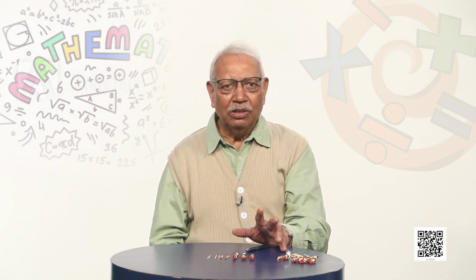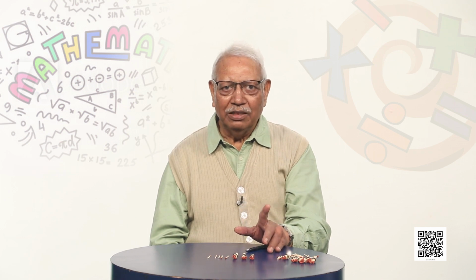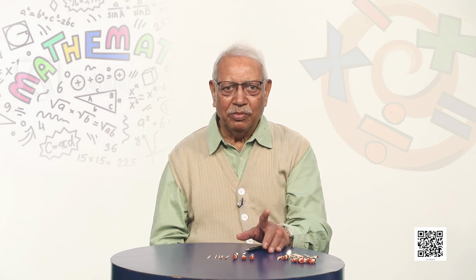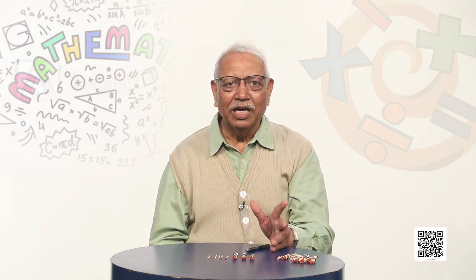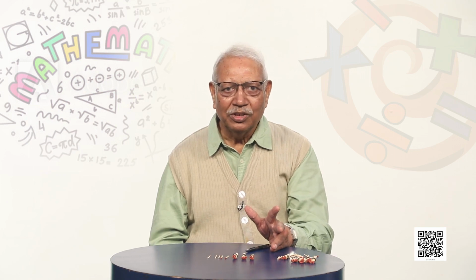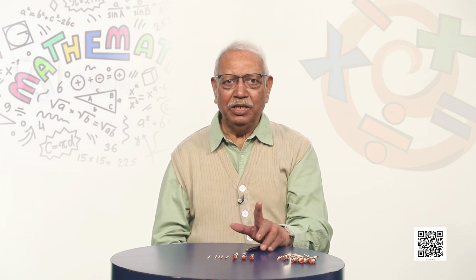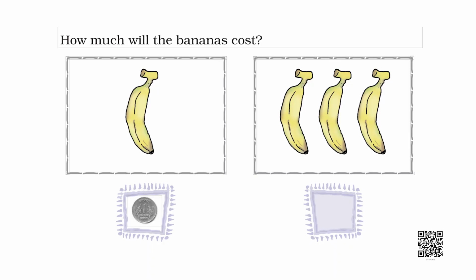Now, let us find out if this banana has a value of 1 rupee, or it can be purchased by giving 1 rupee. How much would 3 bananas cost is the question. So, one banana 1 rupee, another banana 1 rupee, another banana 1 rupee, that way we have 1, 1, 1, or we have 1, 2, 3. It means these 3 bananas will cost us 3 rupees. So, it is very easy.